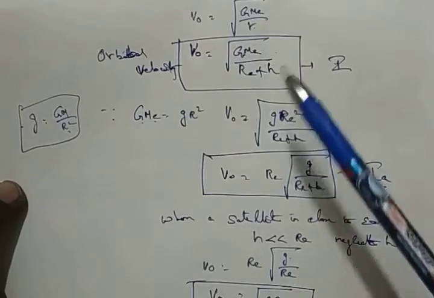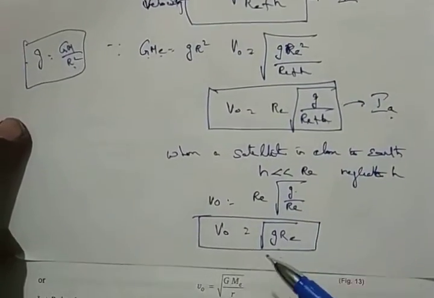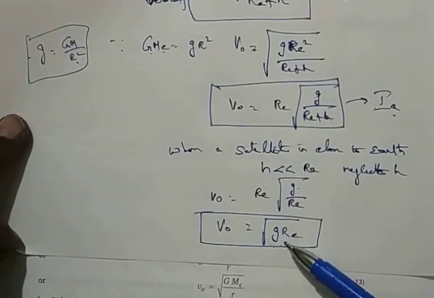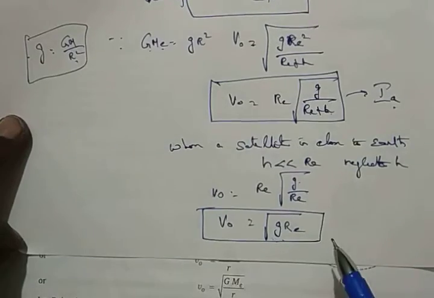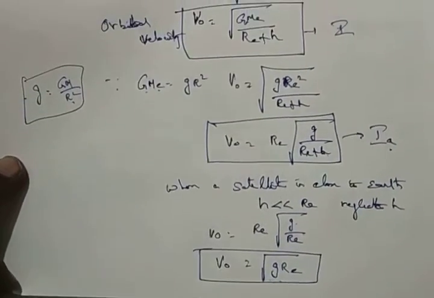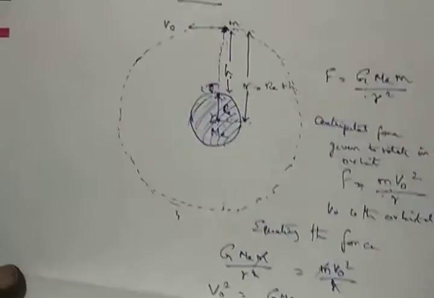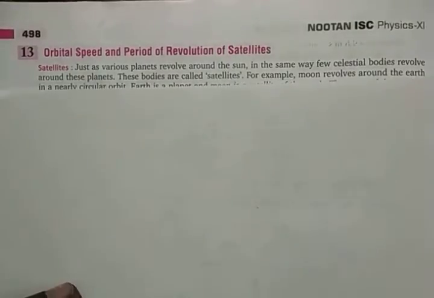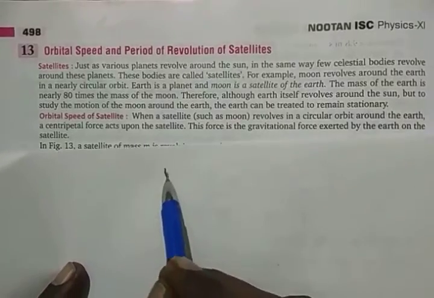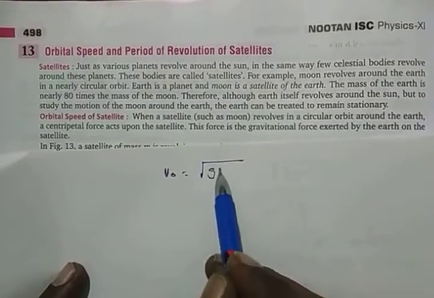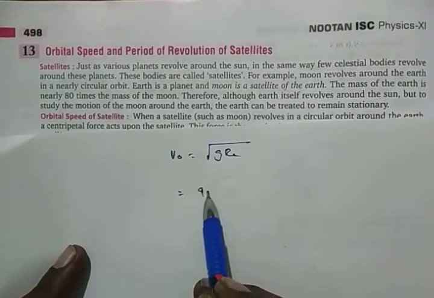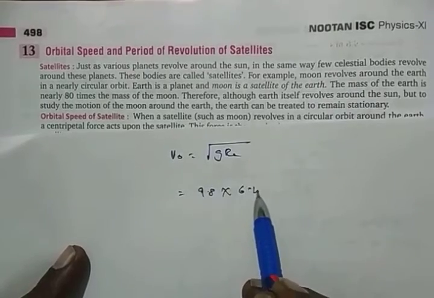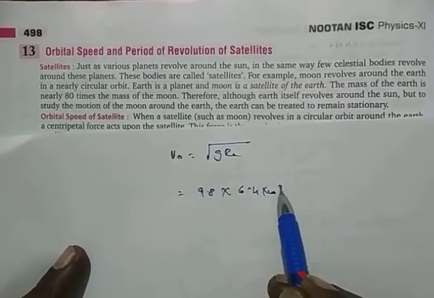Now look at this one. We have already seen 3 different formats. This format is for when the height is very, very less. Now we can also substitute the values and get the answer. If you put the values here, v0 is equal to under root of g R_E, which is equal to 9.8 into 6.4 into 10 to the power of 6.